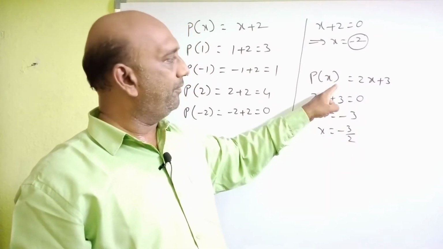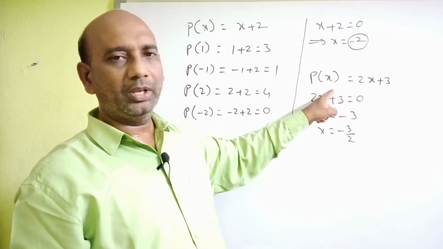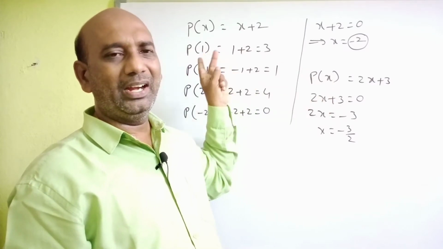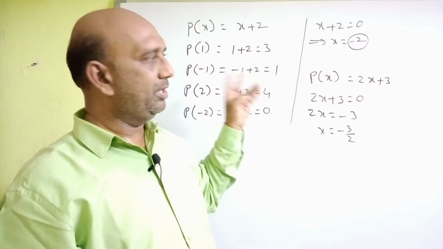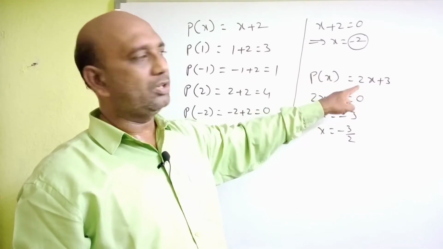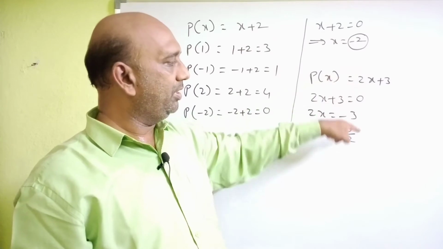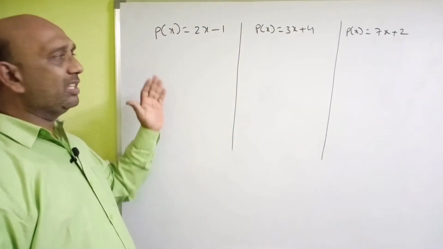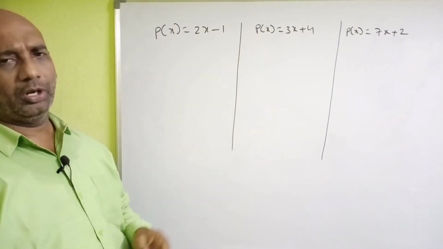Like that, we can find the zero of a polynomial without the trial and error method. That means take that polynomial and find its x value. Solve for that x value. That will be the zero of the given polynomial. Let us find the zeros of three more polynomials.